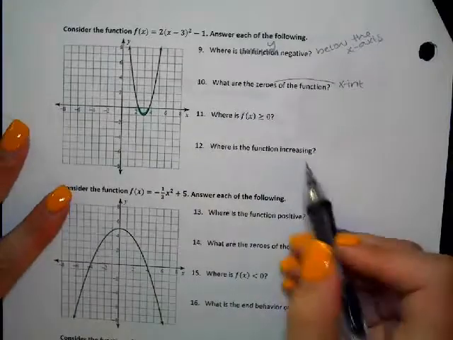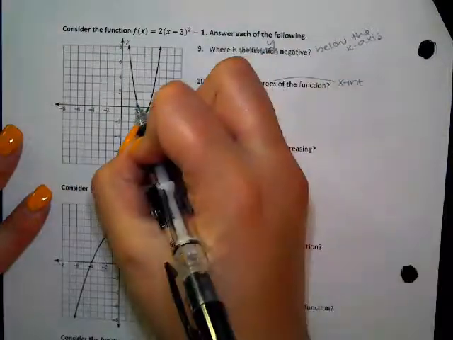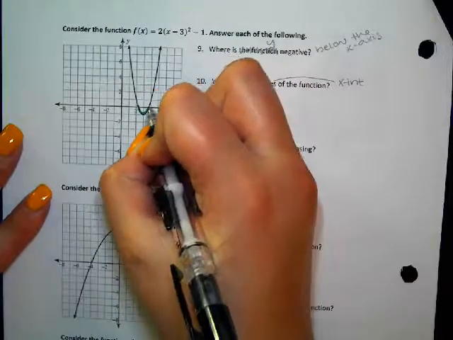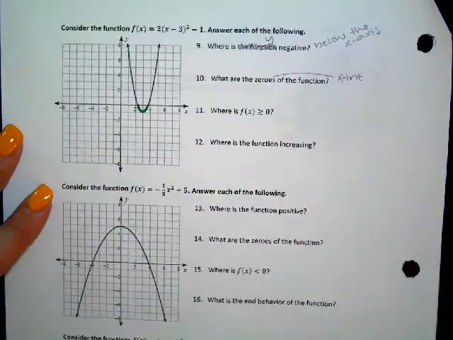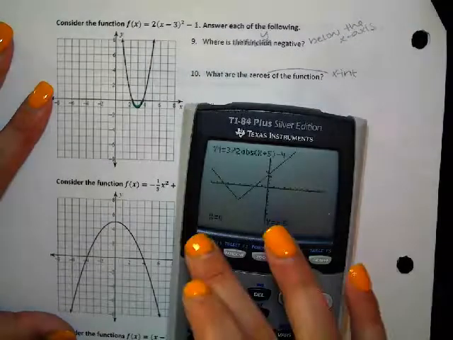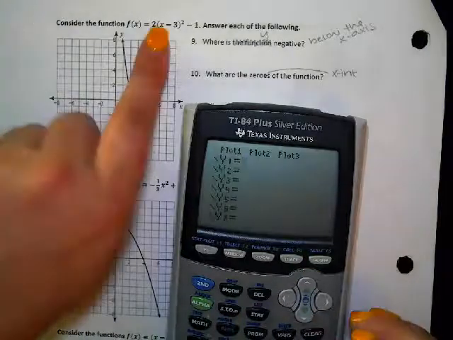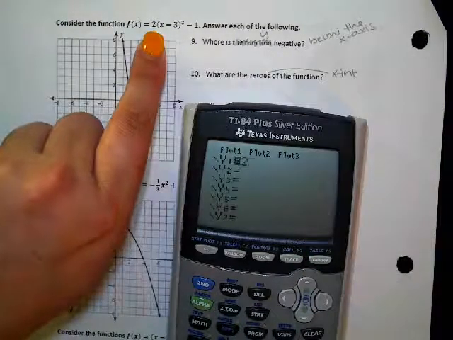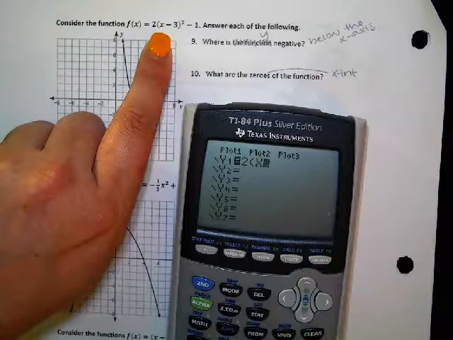Okay. So zeros are the x-intercepts. So we've got an x-intercept right here and an x-intercept right here. And this is where the calculator comes in because those are definitely decimals, and you can't just tell by looking at it. So we need to type these in. So 2x minus 3 squared.